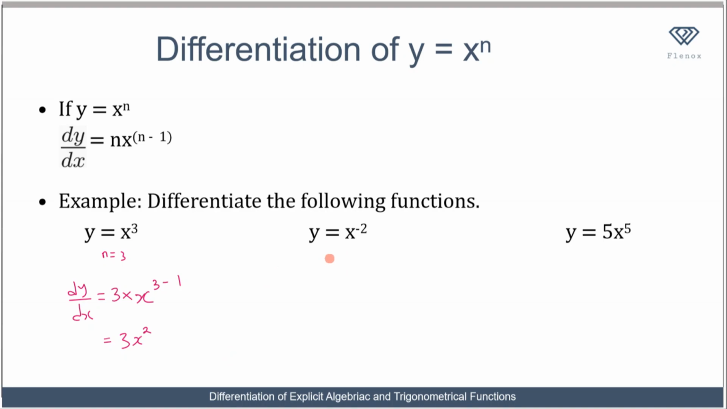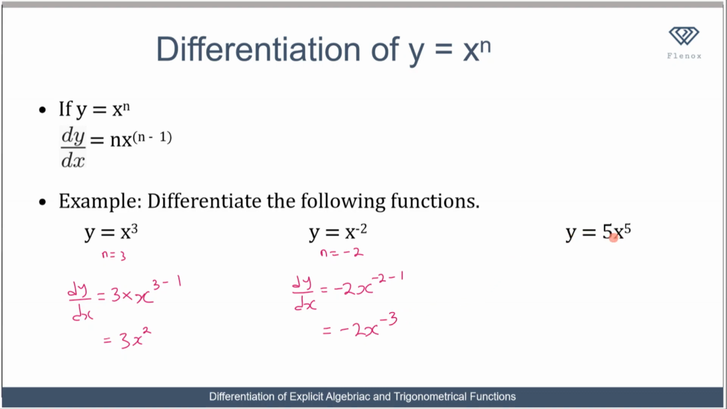Now let's take a look at this example. In this case, my n here is what? Minus 2. So my dy over dx will work out to be, I'll first write out my n, which is minus 2. Then I have x to the power of minus 2. Then I subtract 1 from the power. So that becomes minus 2x raised to the power of minus 3.